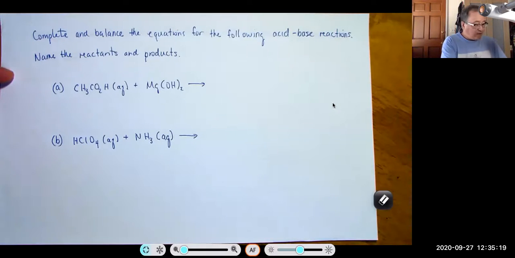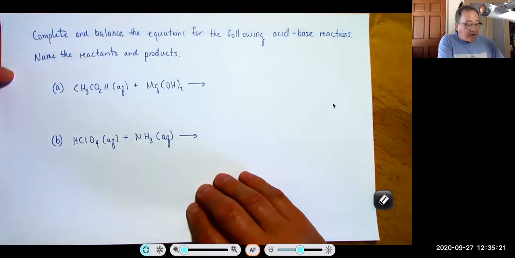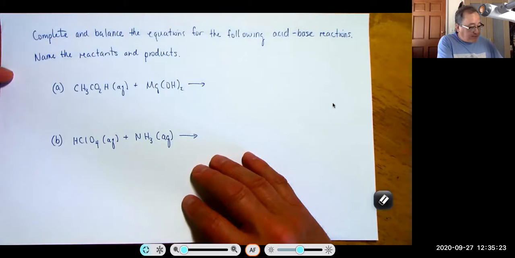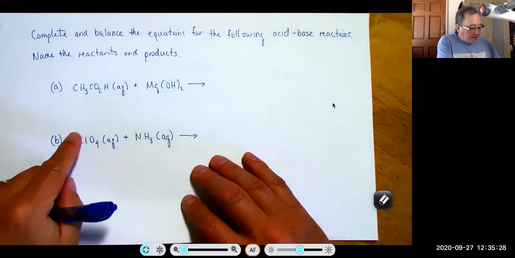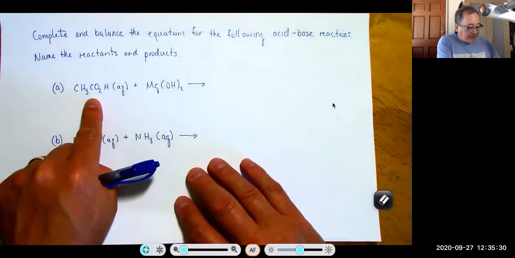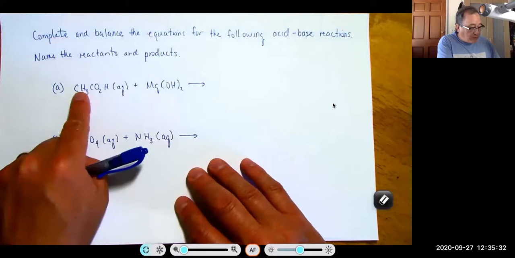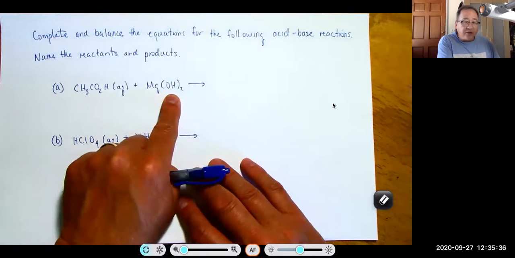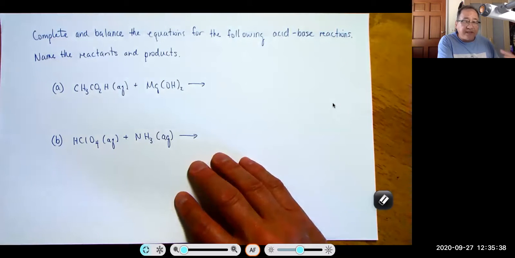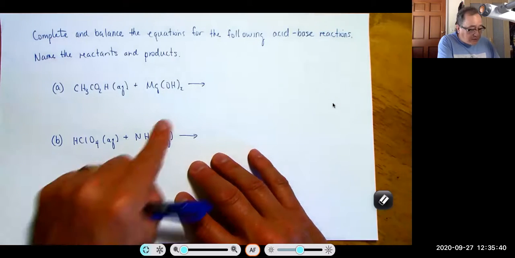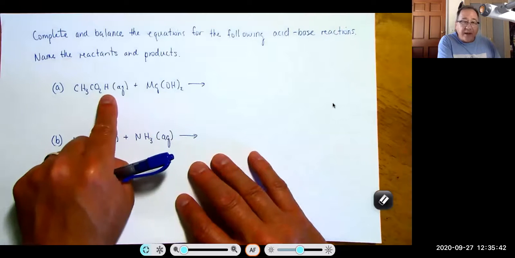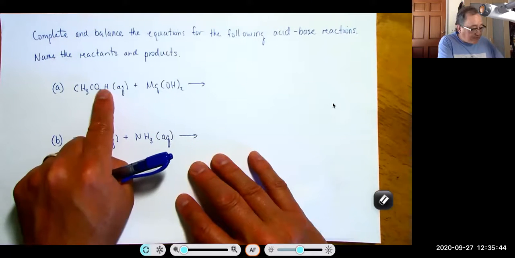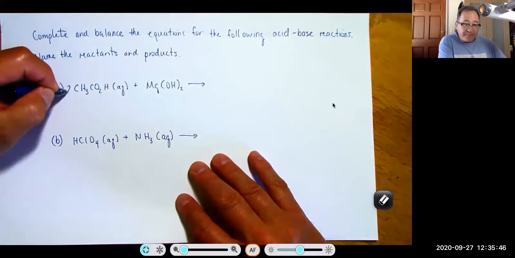Okay, complete and balanced equations for the following acid-base reactions. Name the reactants and name the products. So first of all, we have to recognize that this is an acid and this is a base. This has only 1 proton in it, and this has 2 hydroxides. So therefore, to make them balanced, we need the same number of each. If I have 2 hydroxides here, I need 2 acids here. So how do I get 2 of these? I put a 2 there.